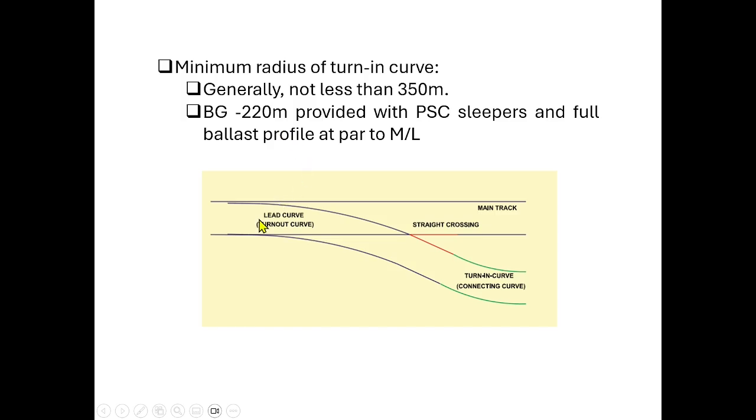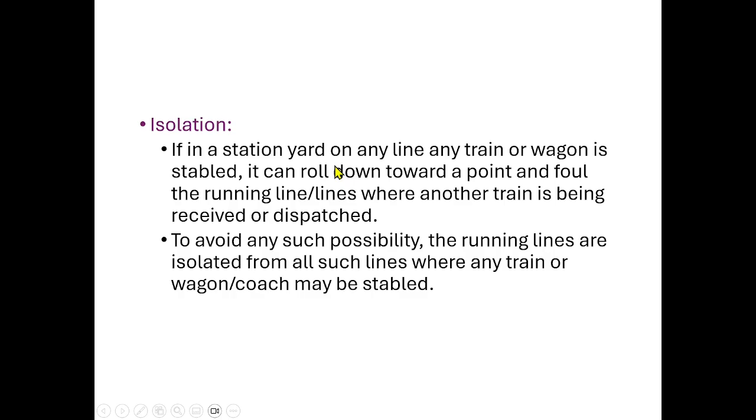But preferably, for a 1 in 12 turnout on a passenger running line, we can have the same radius for smooth negotiation, or 350 of course. 220 is only for the exceptional case, if the space constraint is there. But at that time you have to ensure the proper track structure, and follow those standards. This is something about it.